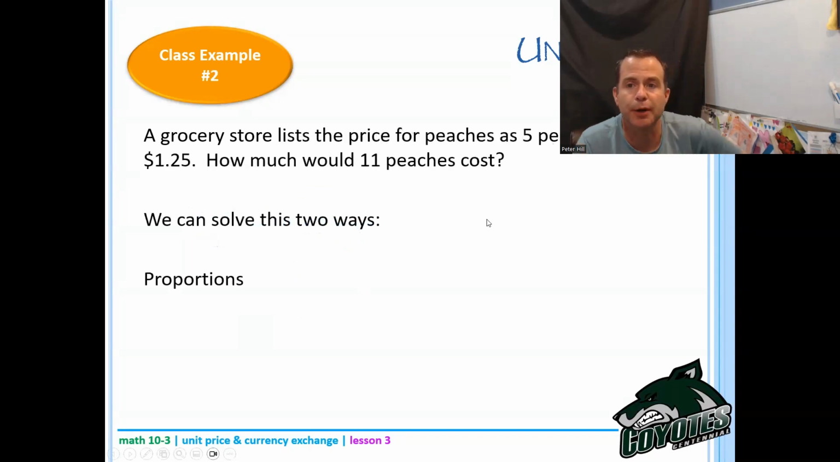Okay, a grocery store lists the price of peaches. Going to the country, gonna eat a lot of peaches. Sorry, it's an actual song, look it up.